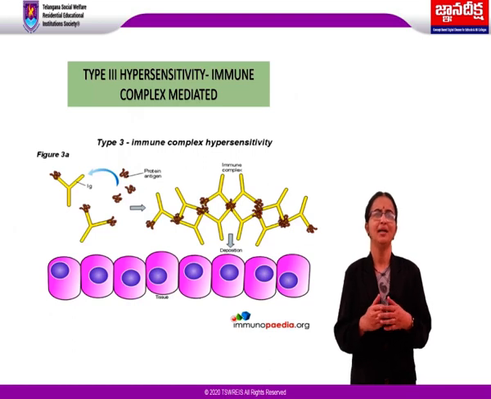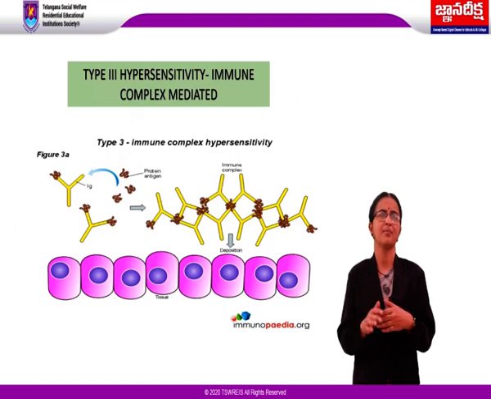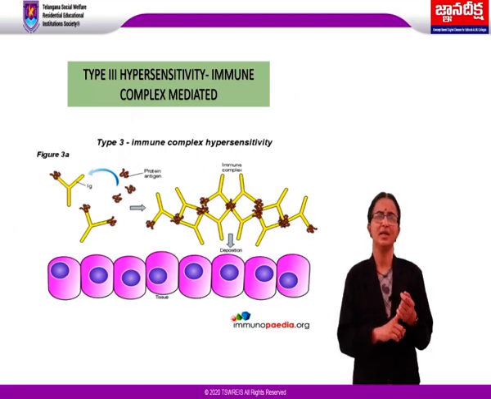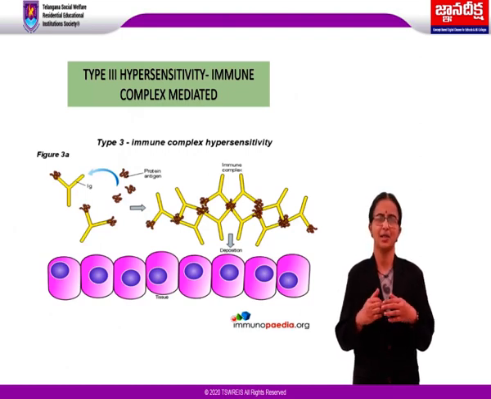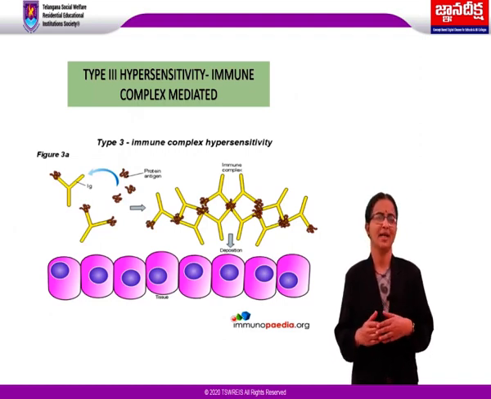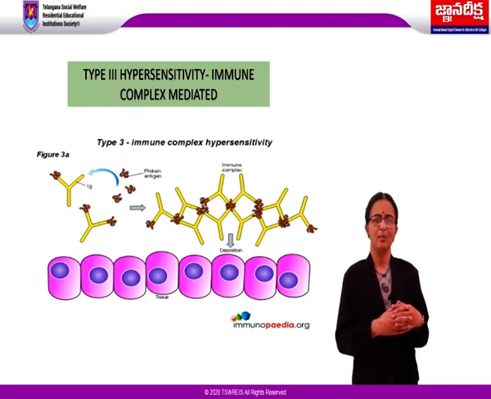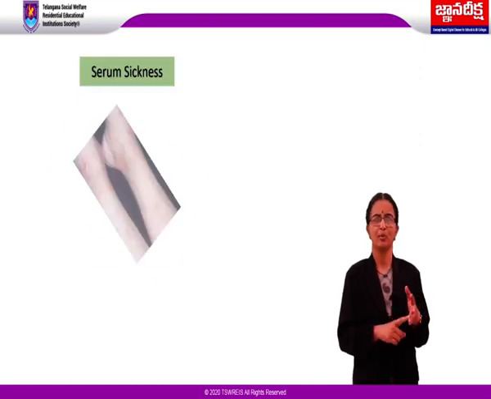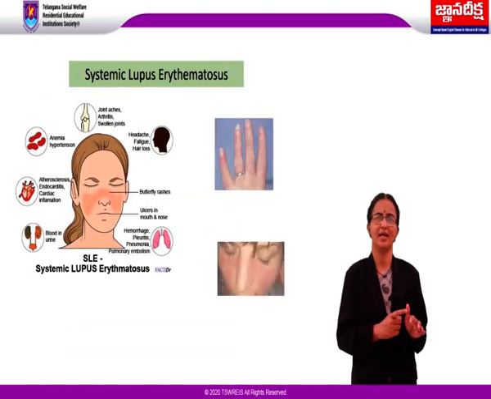In our body, antigen-antibody complexes are generally removed by the normal immune mechanisms. But in type 3 hypersensitivity, they are not removed and get deposited in the joints and tissue spaces, which lead to inflammation of the affected parts. That is why it is called immune complex mediated hypersensitivity. Examples of this type 3 hypersensitivity are serum sickness, systemic lupus erythematosus, and acute post-streptococcal glomerulonephritis.